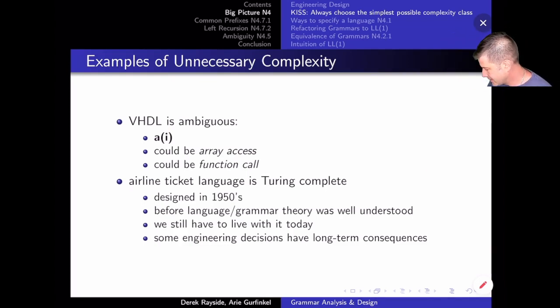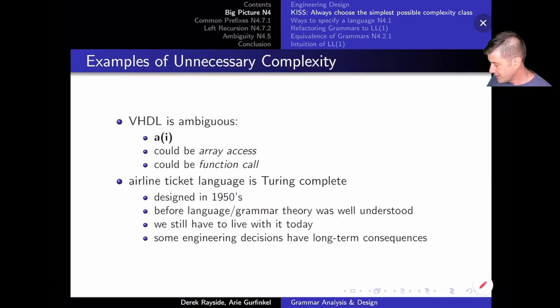And then there's this nice example from an airline ticket language. It's a language for issuing tickets by an airline. It was designed in the 1950s, when a lot of these ideas weren't as understood as they are now. And this language is actually Turing complete. What that means is it's a language which is as powerful as any programming language. So you can program in it just like you can program in C or in Java. It's that powerful. And there's absolutely no need for this language to be that complex if all you want to do is airline tickets.